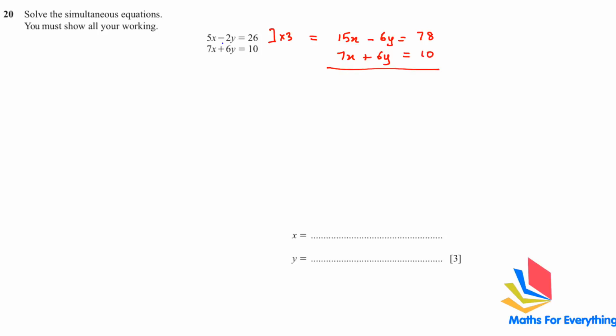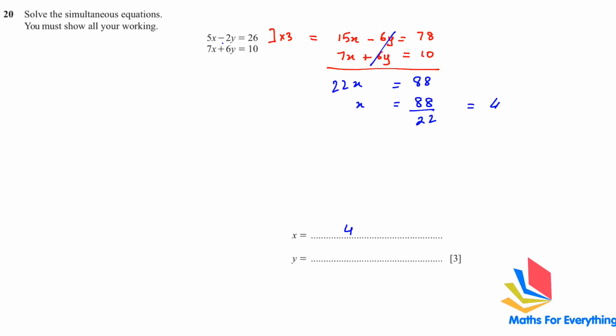Remember, if the signs are different, you add. So 15 plus 7 is going to give you 22x. Negative 6 plus 6 will get cancelled, it is 0. And 78 plus 10 will give you 88. This is a multiply. 22, when we move to the other side, will be a divide. So x is 4.